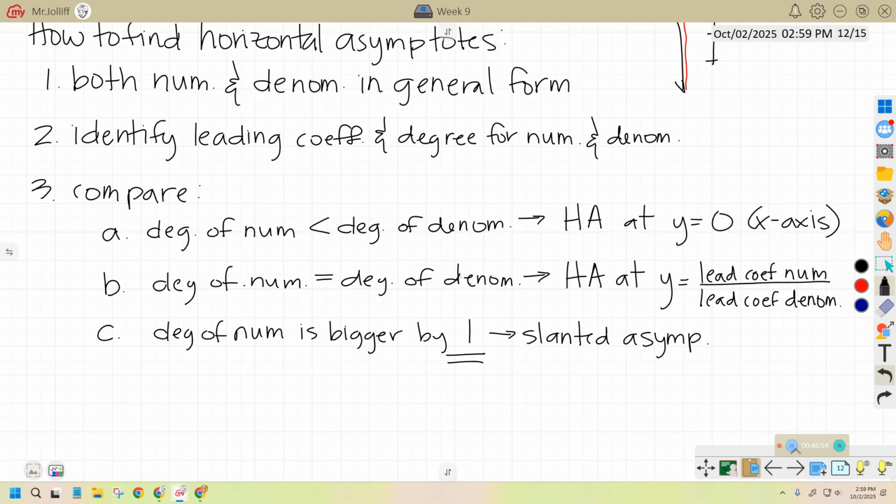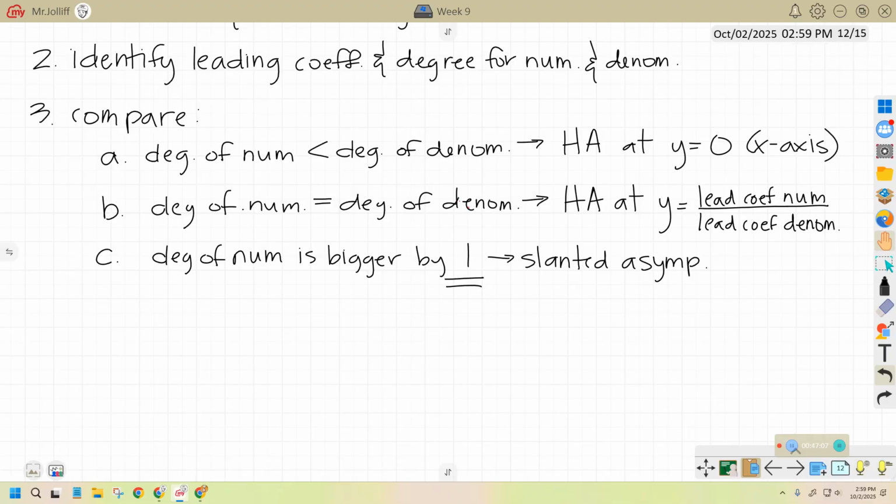That slant asymptote is going to be a line, and to find that line, we are going to divide the numerator by the denominator. My asymptote is the quotient when I divide. Sounds gross, sounds weird. We're going to do a whole bunch of examples to give you practice. Couple more minutes. You guys got this. Okay, let's do some examples.